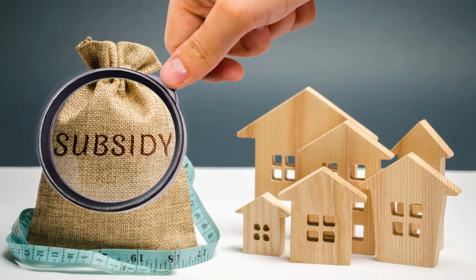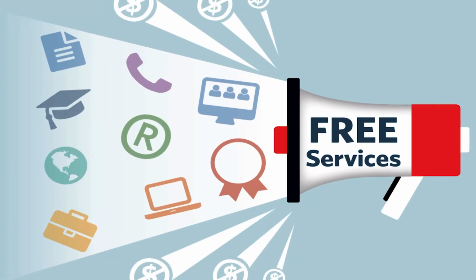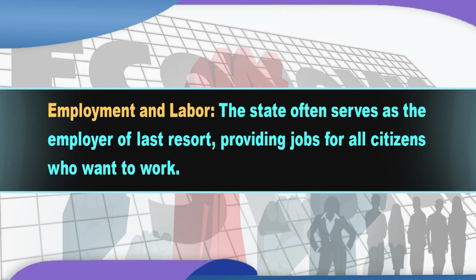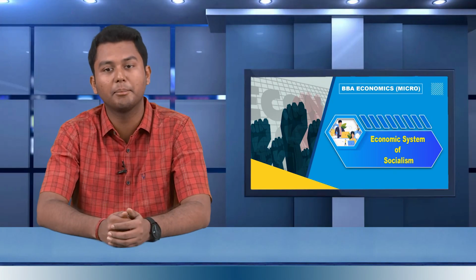This may involve subsidizing essential goods, providing free services or guaranteeing minimum income levels. The state often serves as the employer of last resort, providing jobs for all citizens who want to work. Government employment may include not only public administration but also state-owned enterprises, public works projects and social services. Labor allocation may be planned centrally, with workers assigned jobs based on economic needs and social priority.